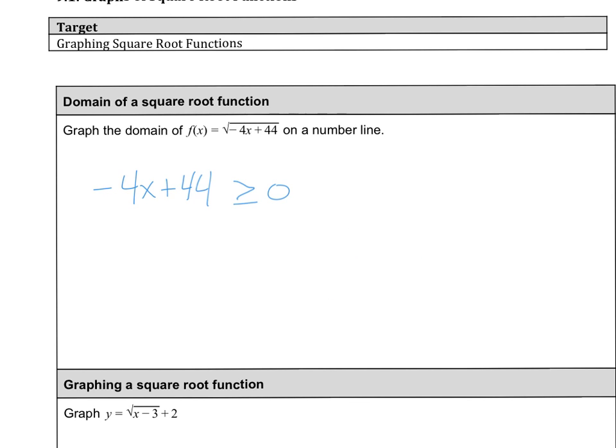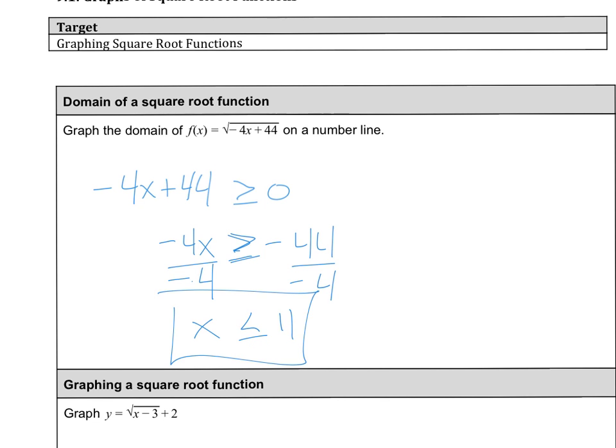So that means subtracting 44 from both sides to get negative 4x is more than or equal to negative 44. And then I'm going to divide both sides by negative 4. Now that's tricky. Careful there, because if I divide by a negative, then of course this alligator mouth has to go from being greater than or equal to being less than or equal. You have to flip the way it shows.